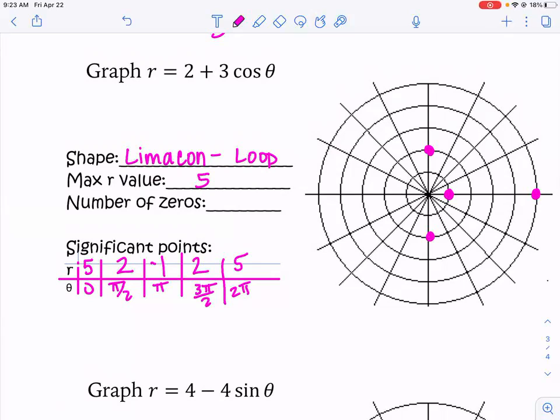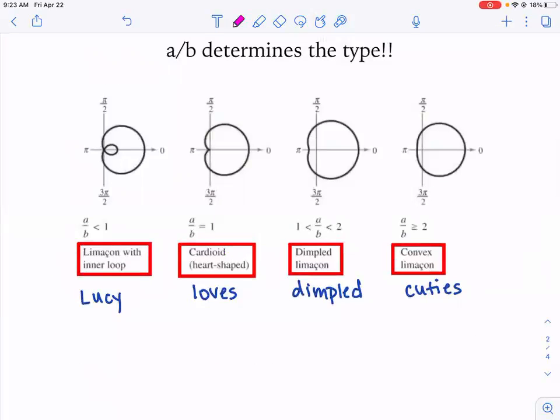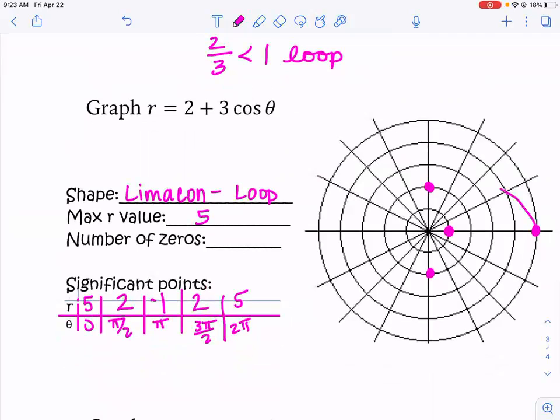Okay. So remember, we do have a loop. And what did I tell you about the loop? What does it go through? The loop needs to go through the pole. If it doesn't, I'll count points off on your quiz or test. Okay. So the loop needs to go through the pole, and make it look as symmetric as you can. How many times did we go through the pole? We went through twice.